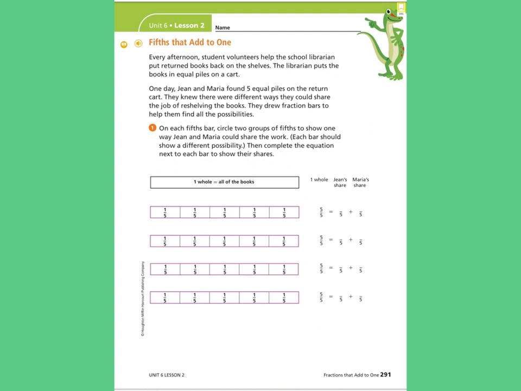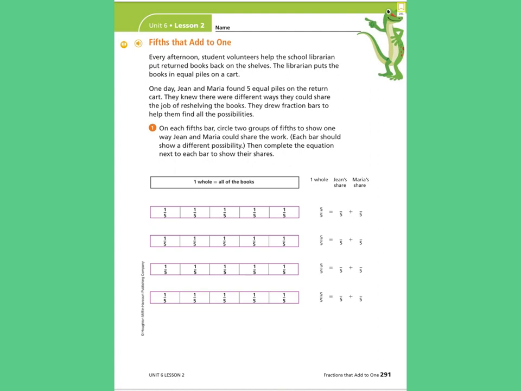On each fifths bar, circle 2 groups of fifths to show one way Jean and Maria could share the work. Each bar should show a different possibility. Then complete the equation next to each bar to show their shares. So for example, just like adding to 5, we're now using fifths.